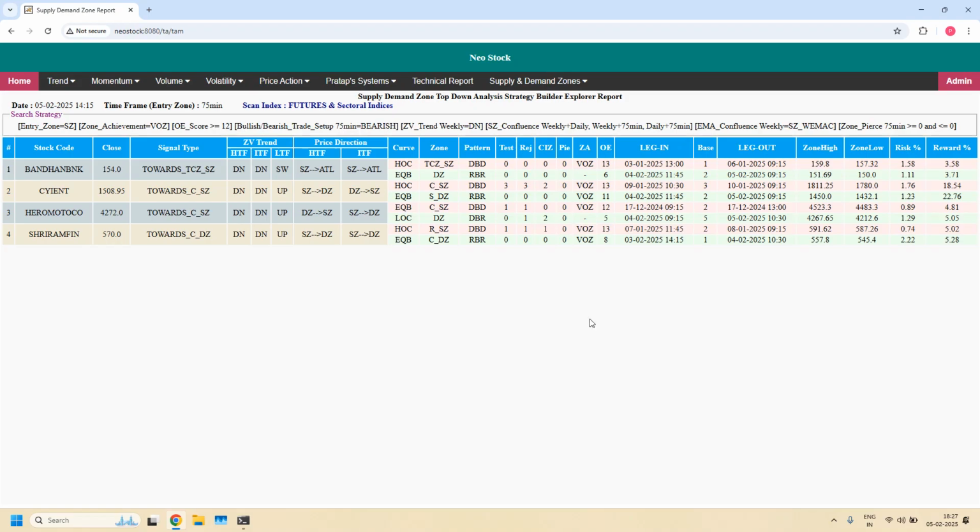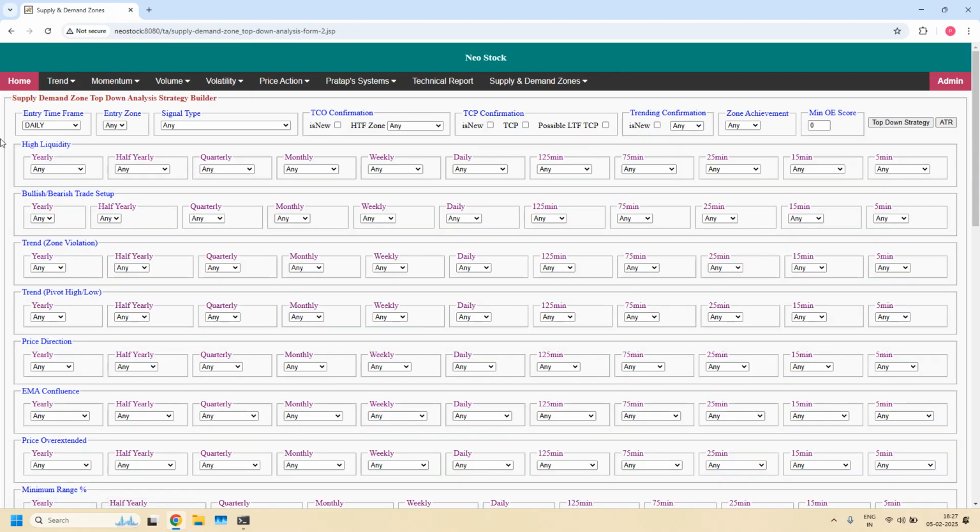So this is about a bearish trade setup for weekly income trade. And the next reports are about a daily income trade. For daily income trade, bullish trade setup, entry time frame 15 minutes, entry zone, demand zone. In bullish or bearish trade setup, at 15 minutes entry time frame, I am selecting bullish.